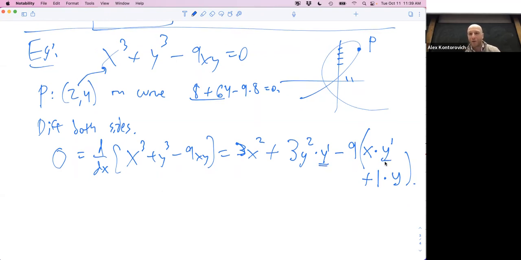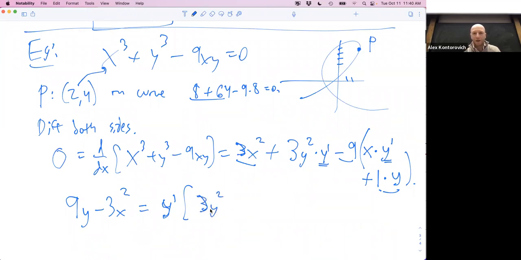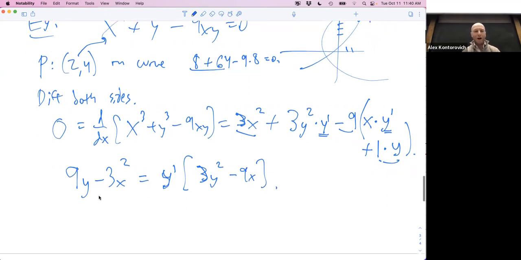I have two places where there's a y prime, so let's do this a little bit slowly. Let me move the 3x squared and the minus 9y to the other side. So I get 9y minus 3x squared is equal to y prime, the thing that I'm trying to solve for, times 3y squared minus 9x. And so y prime is equal to 9y minus 3x squared divided by 3y squared minus 9x.